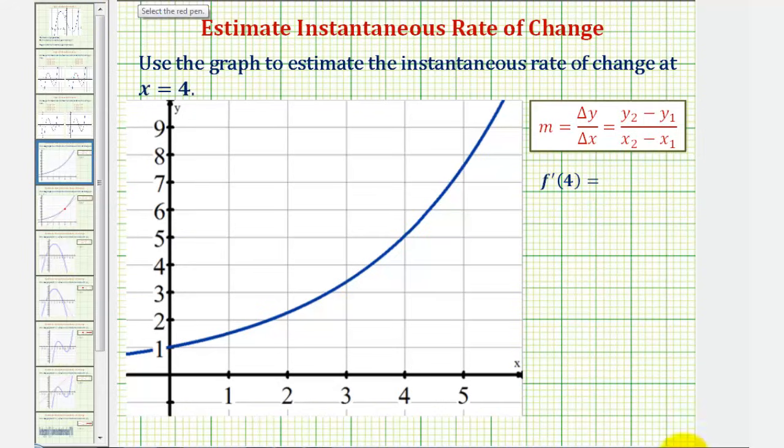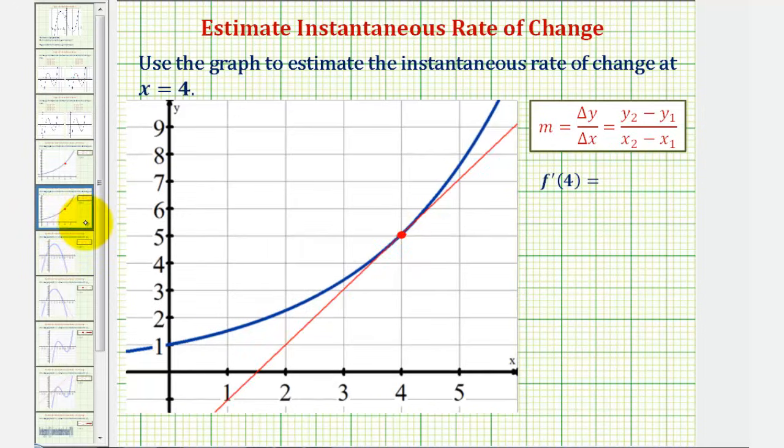So let's first locate the point on the function when x equals 4, which would be here. Next, we'll sketch the tangent line and then find the slope of that line. So here's the graph of the tangent line, and now to find the slope of this line, which is the instantaneous rate of change, we'll locate 2 points on this line, and we'll find 2 points where the coordinates are integers. So the point of tangency here looks good, where the coordinates are (4, 5), and now let's use this point here, where the coordinates look like they're approximately (5, 7).